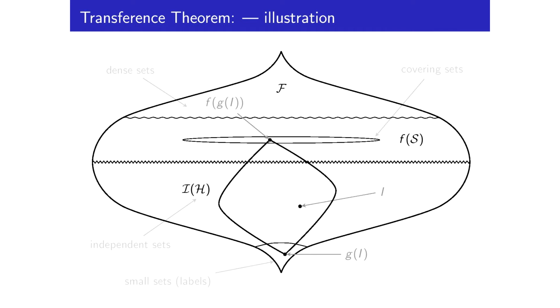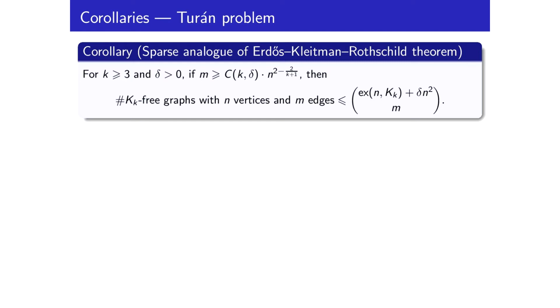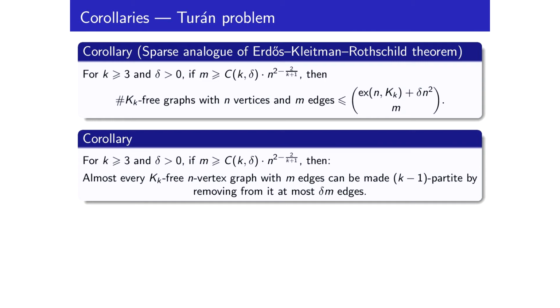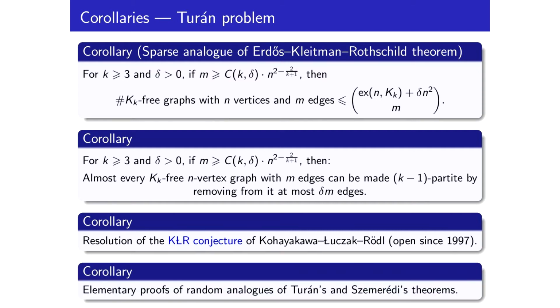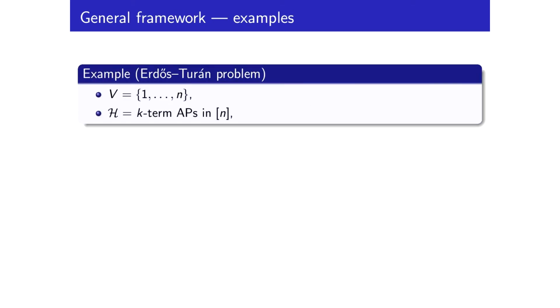And this has many corollaries. For example, the sparse analogue of the Erdős-Kleitman-Rothschild theorem, which proves that almost every K_{r+1}-free graph is almost r-partite. So the K_r conjecture I don't state, and the random analogues of the Turán and Szemerédi theorems. So like how to apply it to get the counting version for the arithmetic progression.